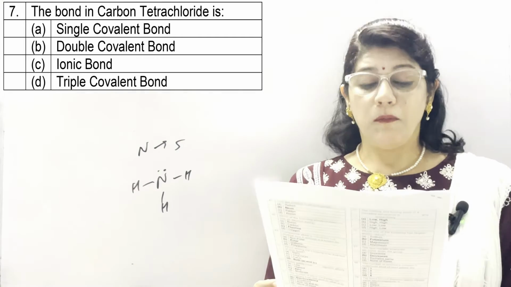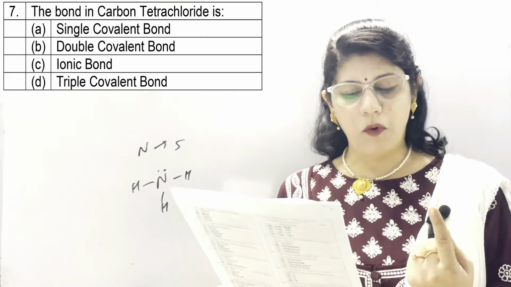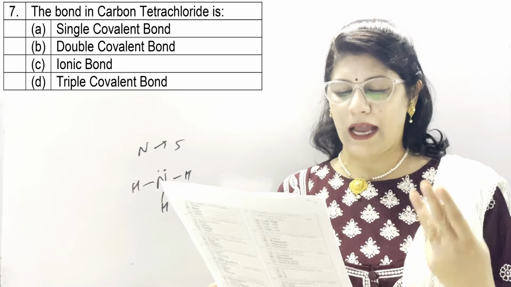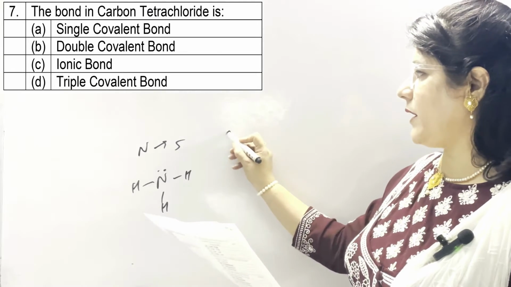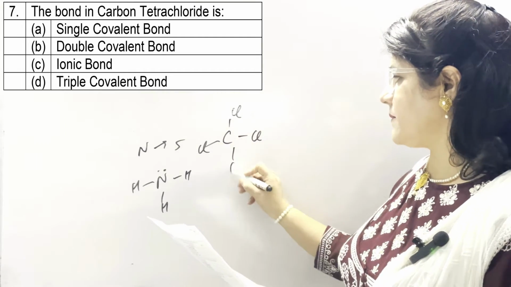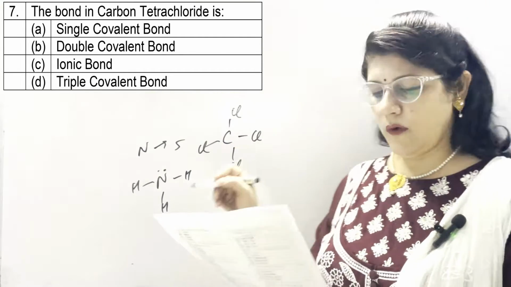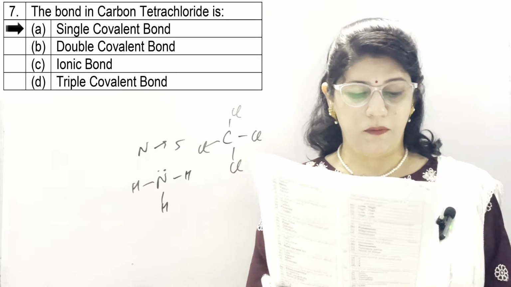MCQ 7 is: the bond in carbon tetrachloride is. A option is single covalent bond, B is double covalent bond, C is ionic bond and D is triple covalent bond. We know that carbon tetrachloride has carbon along with 4 chlorine atoms, it means 4 single covalent bonds are present in it. So correct option is A, single covalent bond.